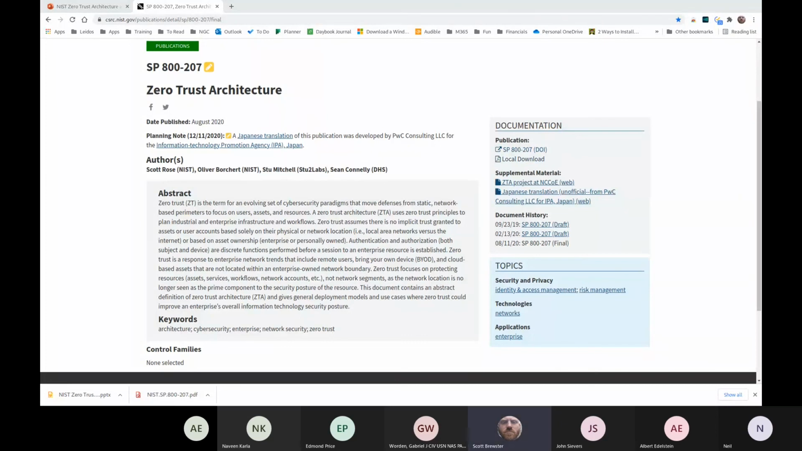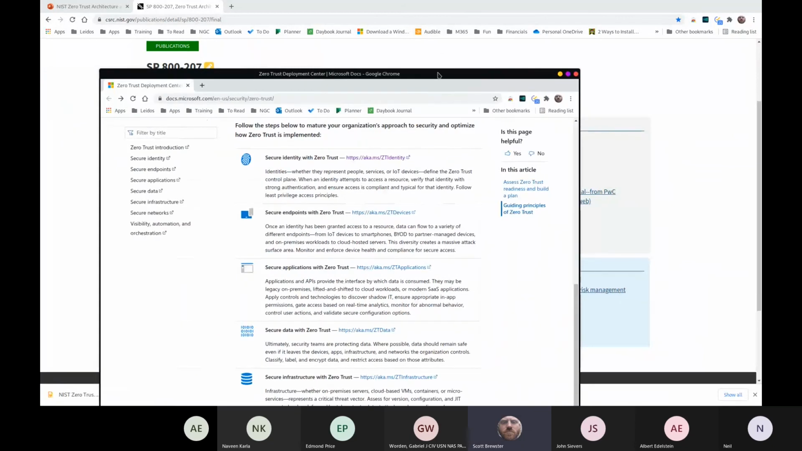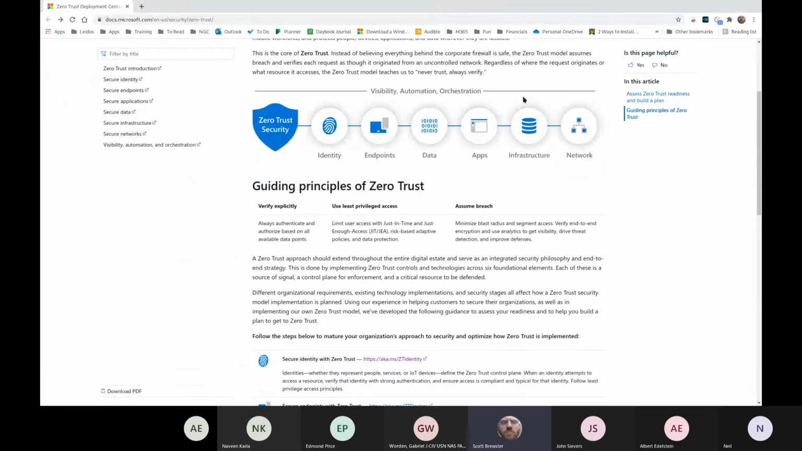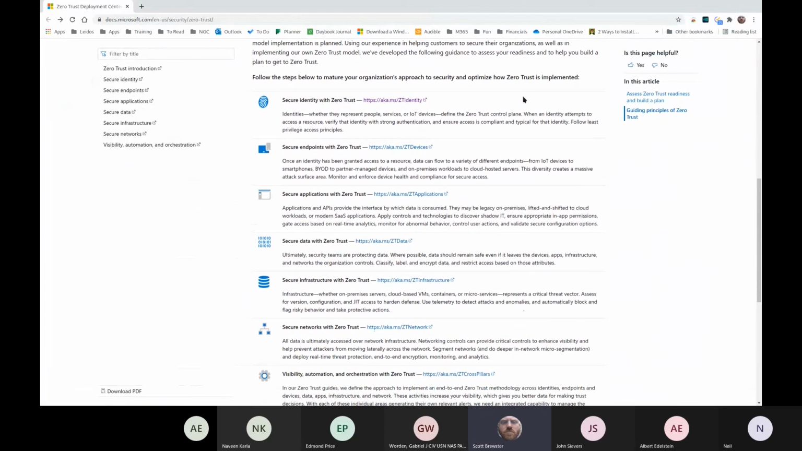Here's what that link goes to from Planet. And here, Microsoft lays out the seven guiding principles of zero trust architecture. It goes through every little thing that you want to do inside of your tenant to lock things down. So you want to secure your endpoints, your applications, your data, infrastructure, networks, everything. You want to secure all of that. And then this is basically a step-by-step walkthrough of what you need to do. So it's a wonderful asset.